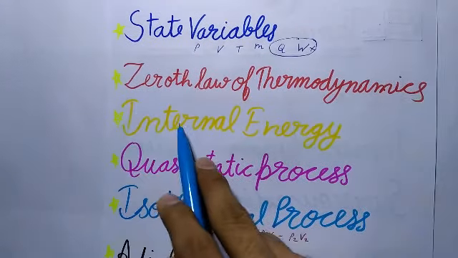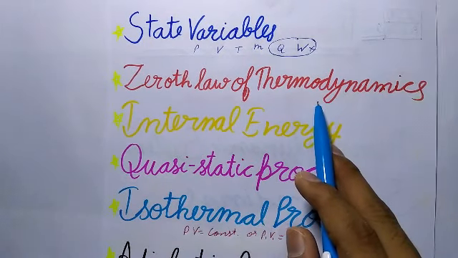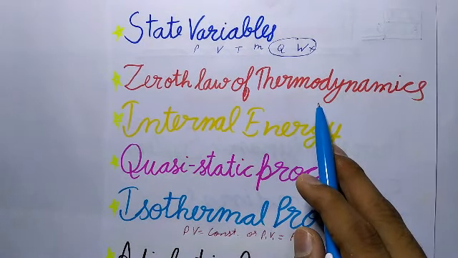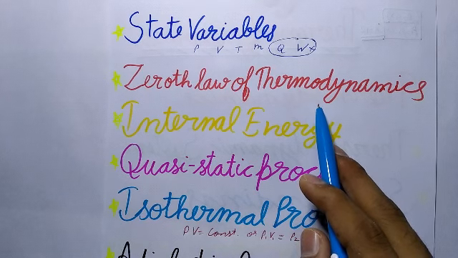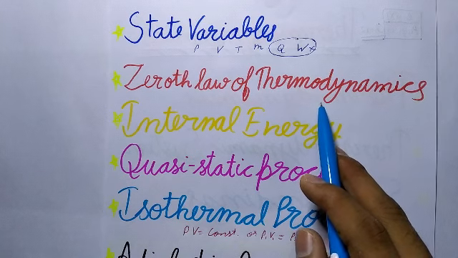Now, next is zeroth law of thermodynamics. If two systems A and B are in thermal equilibrium with the third system C, then A and B are in thermal equilibrium with each other. According to this law, temperature is a physical quantity which has the same value for all the systems which are in thermal equilibrium with each other.